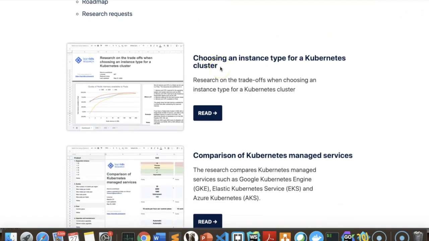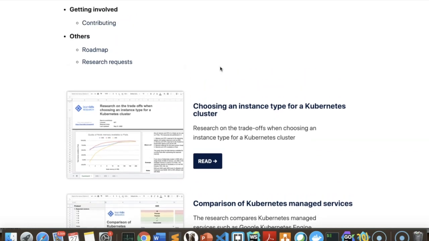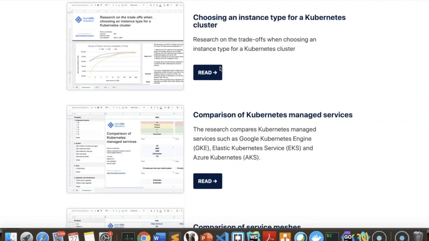One is on choosing an instance type for a Kubernetes cluster. What they've done here is they've compared all the three top cloud providers and their Kubernetes services. So you can see GKE, or Google Kubernetes Engine, Elastic Kubernetes Service or EKS from AWS, and Azure Kubernetes, of course, from Azure. So we'll just quickly go through each of them.